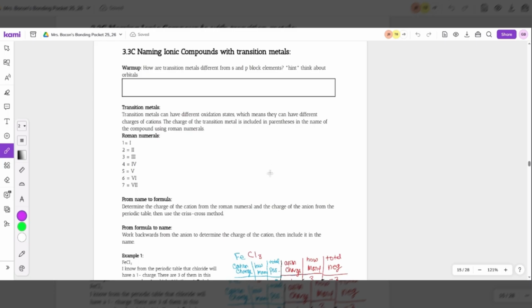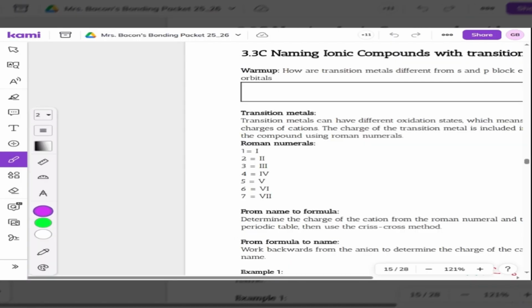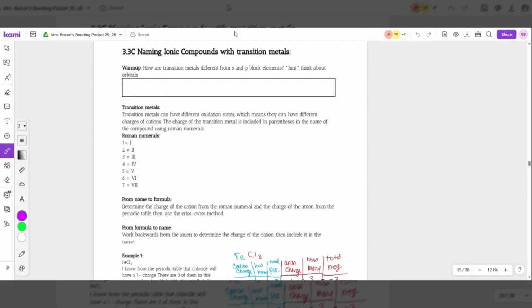So at this point, hopefully you have already gone through and finished everything from all of your packet pages prior to lesson 3.3c. In this lesson, we are going to try and figure out how to write the name of an ionic compound when it contains a transition metal. And this is, I will say, maybe one of the harder parts of this unit. Students do sometimes struggle with this, so just keep at it, keep practicing, and remember those office hours are available if you need them.